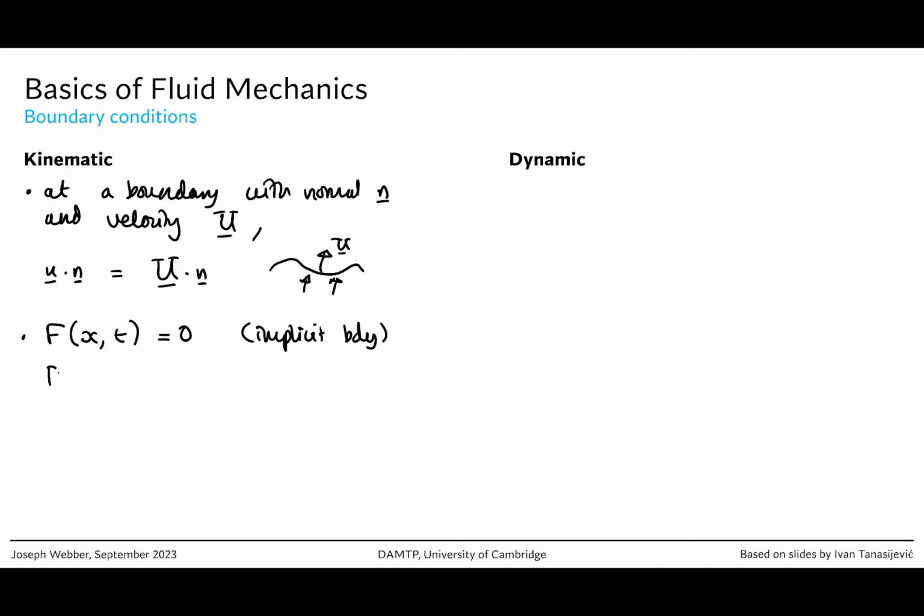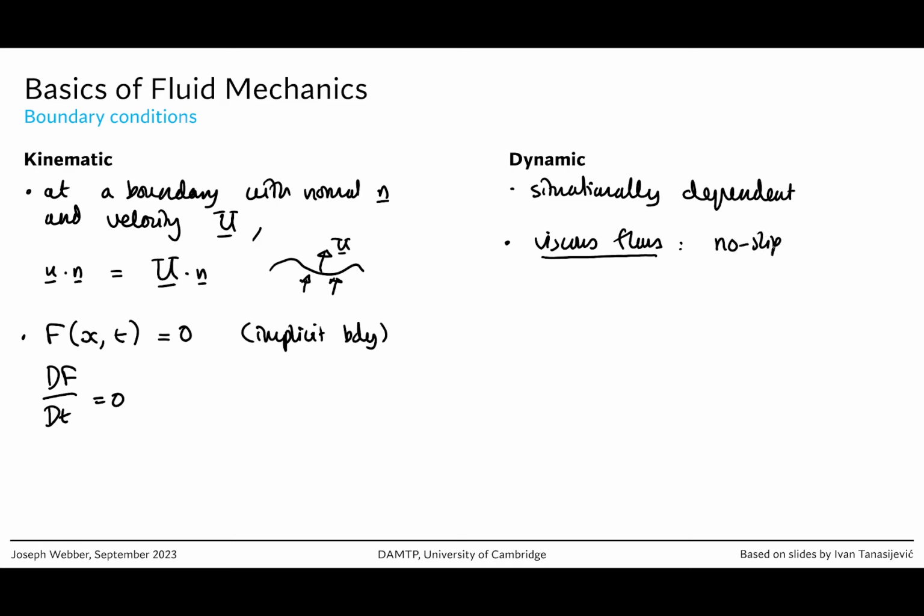Then the material derivative of that boundary is 0. Dynamic boundary conditions are situationally dependent, and these come from things like viscous flows. So I'm just going to list some examples here. These don't always apply, but in viscous flows we have a no-slip boundary condition. So u is equal to 0 on a stationary boundary, i.e. it's not just the normal component that matches, it's both the normal and the tangential component.